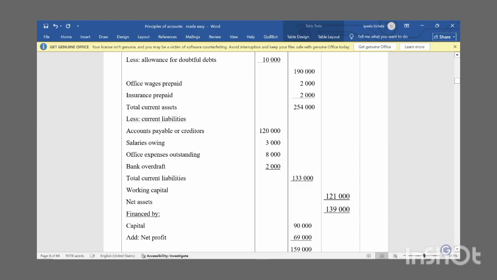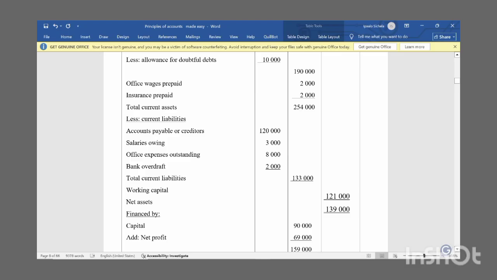So what were the current liabilities? We had creditors or accounts payables, which were 120,000. We had salaries owing. Expenses owing, due or outstanding are current liabilities, while prepaid expenses are current assets. Expenses owing, outstanding, or due are current liabilities. So salaries owing, we'll put under current liabilities. For fixed expenses outstanding under current liabilities, which is 8,000. Then bank overdraft is a current liability, which is 2,000.